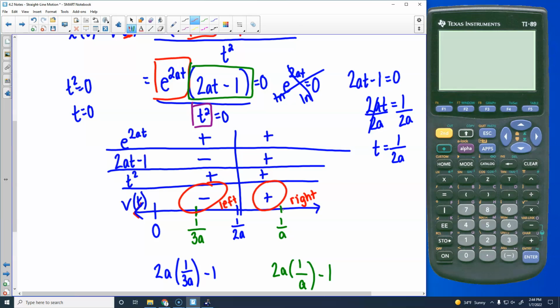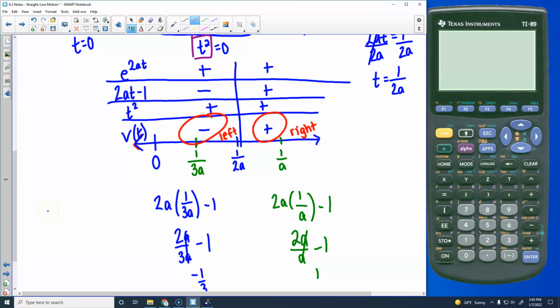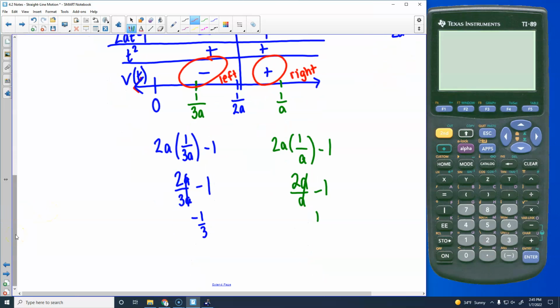You would say that because v of t is negative from 0 to 1 over 2a, the particle moves to the left. Because the derivative is positive from 1 over 2a to infinity, the particle moves to the right. So you're going to write all that out. And then we would say the particle is going to be furthest to the left at 1 over 2a.